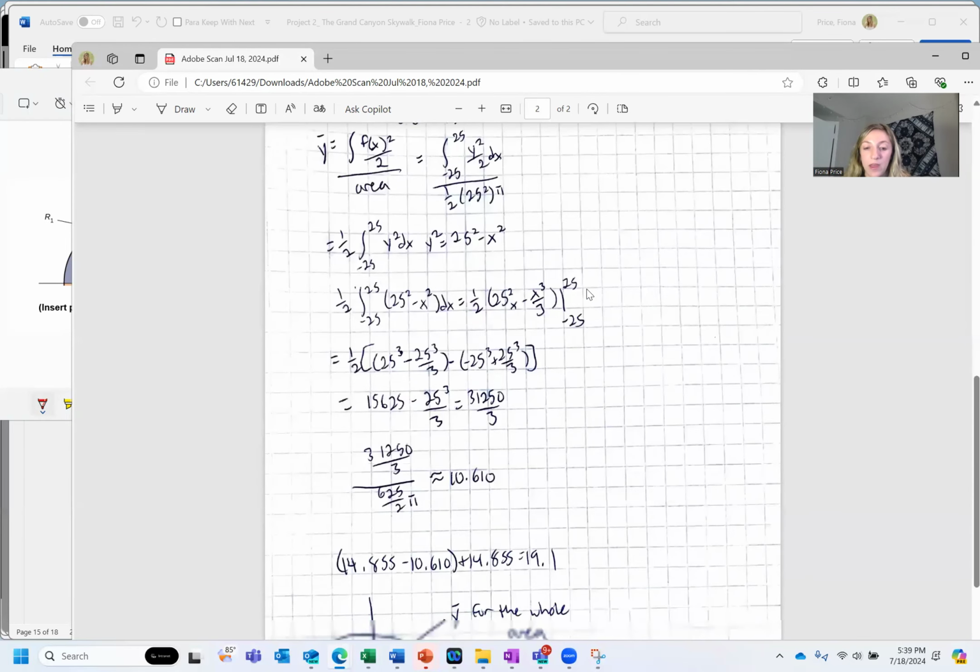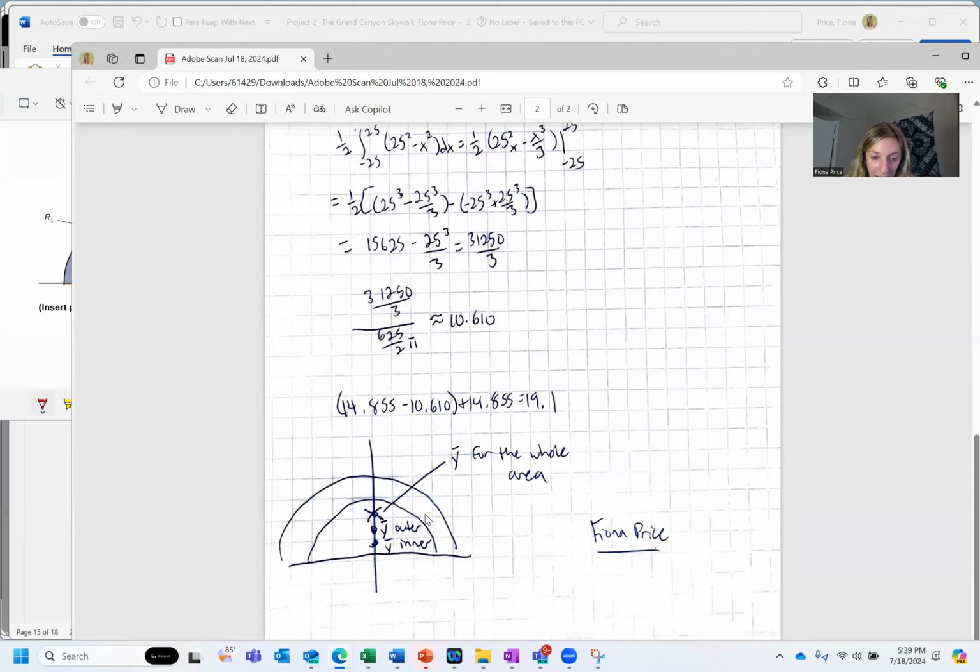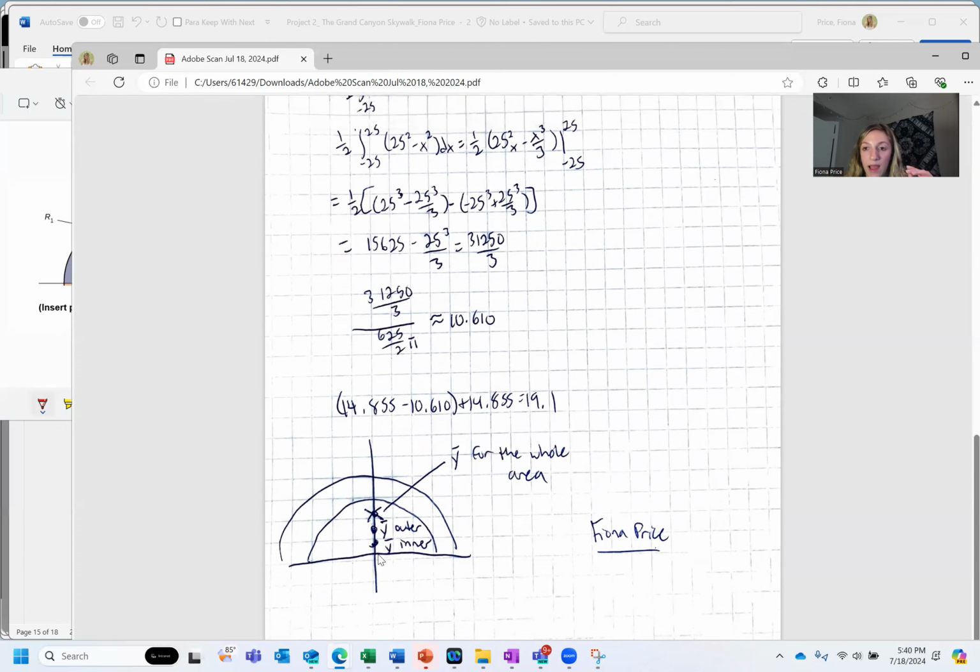Now what do we do? If you look at this little graph I made down here, it's not super clear, but basically I've shown you where the center of mass is for the outer. So this is 14.855. And it's also important to note that we're not even looking at the x-coordinate because it's symmetrical about the y-axis, right? So we know that the center of mass is going to be along the y-axis because it's symmetrical about that. So the x-coordinate has to be 0. So I'm focusing purely on the y-coordinate right now.